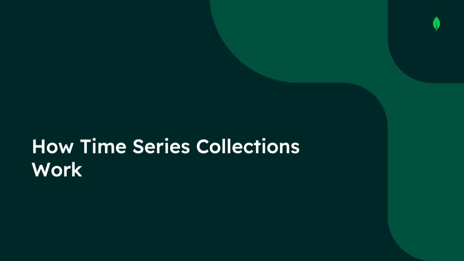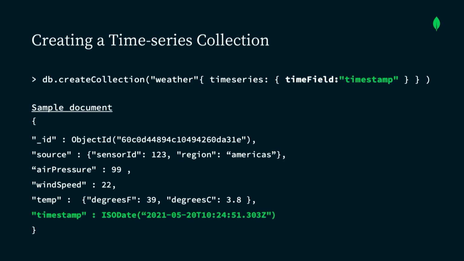So how do these time series collections work? To create the collection, you just pass the new time series field, and inside that time series field, you specify which field in your document you want to use as the timestamp. It has to be of date type. That's because we order the data behind the scenes to make it more efficient. And this is also how we handle out of order or late inserts.